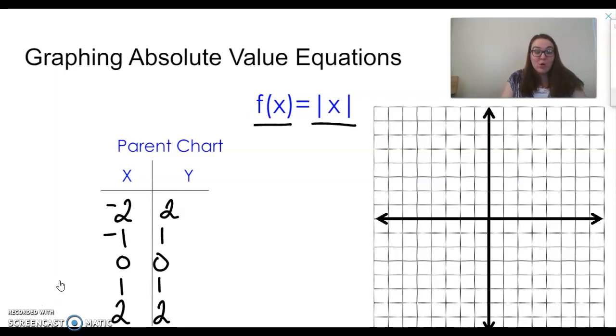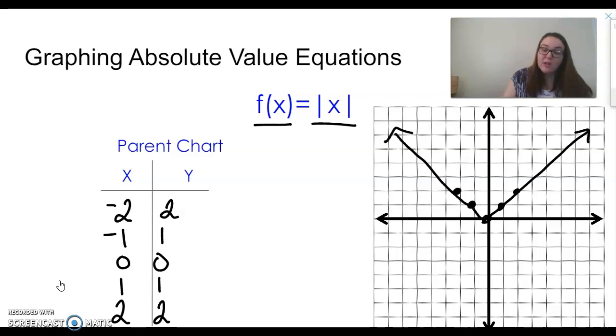So when I put my ordered pairs in, I have the -2 and the 2, the -1 and 1, 0, 0, 1, 1, 2, 2. Remember, absolute values have straight sides because the outsides on an absolute value are constant.